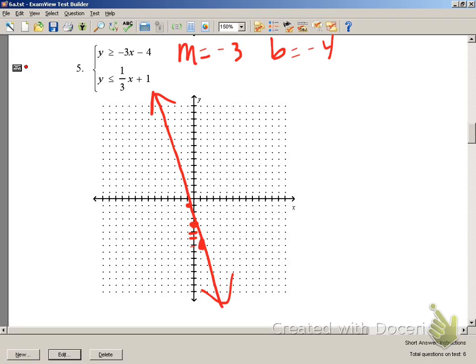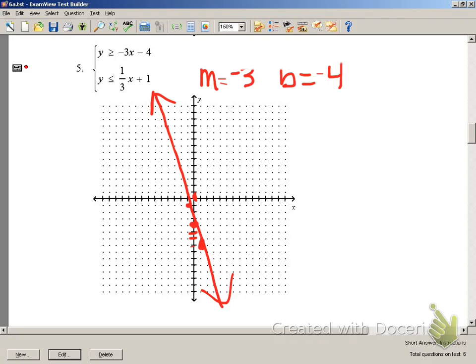So my slope for this one equals -3. My y-intercept equals -4. Now I've got to shade. My test point of 0, 0 would work. Whoops, I erased. My test point of 0, 0 would work for this one.